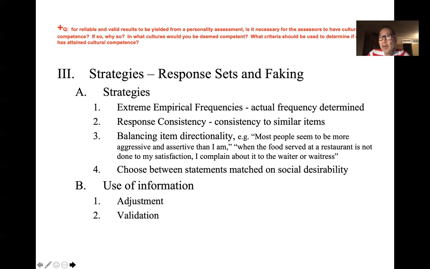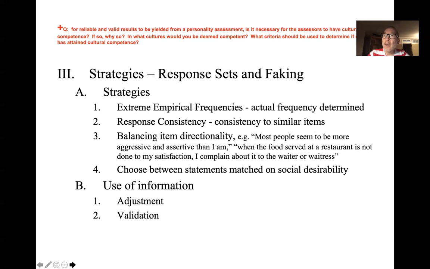And then you would have another item: "When the food served at a restaurant is not done to my satisfaction, I complain about it to the waiter or waitress." Now, if the person is unassertive, they would probably answer false. So we've got two items, but we're balancing the directionality. In the former, if you're unassertive, you'd endorse true, and in the latter, if you're unassertive, you'd endorse false.